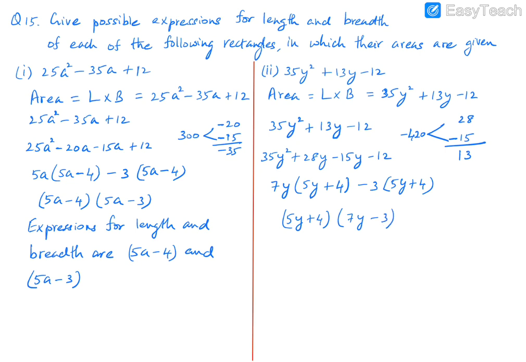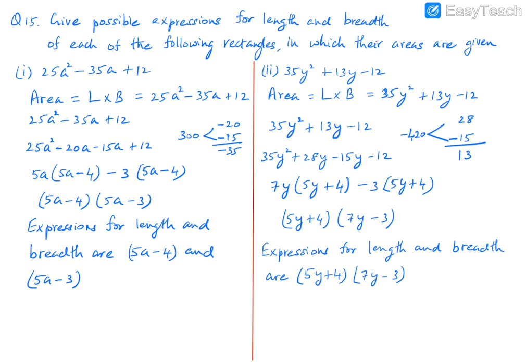as the second factor. So now the possible expressions for length and breadth are 5y plus 4 and 7y minus 3. And that's because our expression for the area is a product of these two terms. One of the terms will correspond to the length and the other will correspond to the breadth. So the product of length and breadth gives us the area of the rectangle. So the length and breadth are going to have the expressions 5y plus 4 and 7y minus 3. Okay, so basically this is an indirect way of asking to factorize these polynomials.